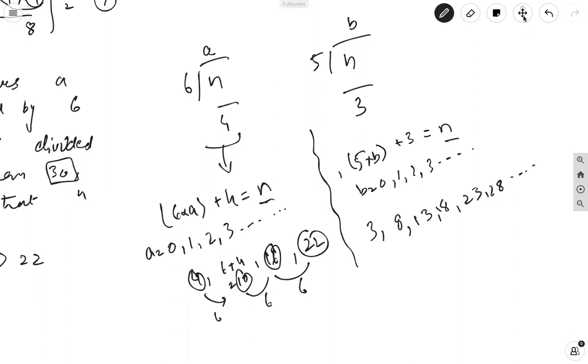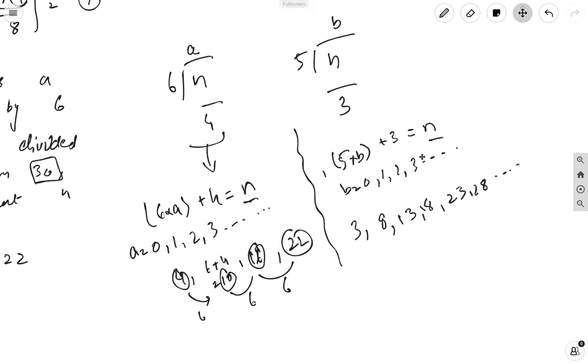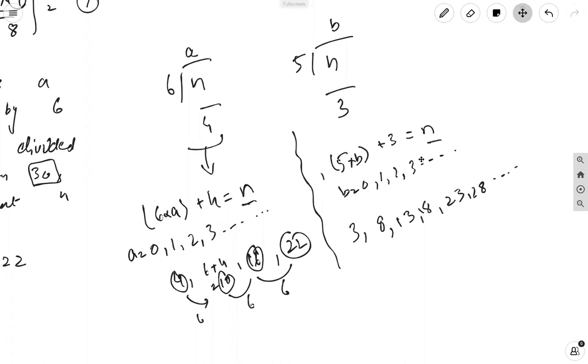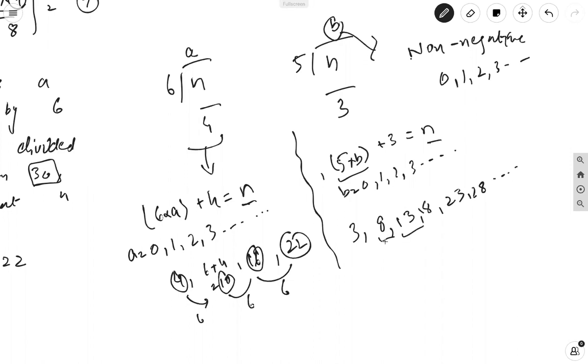Can you repeat the second line? Which part? Part B. I'm saying that I told you that the quotient could actually be non-negative, right? This could be 0, 1, 2, 3 and so on. So when this is 0, this term will become 0 and it will come to 3. When this is 1, this will become 8. When 2, this will become 13. So there's actually a gap of 5 in between. So this will just keep moving, right?